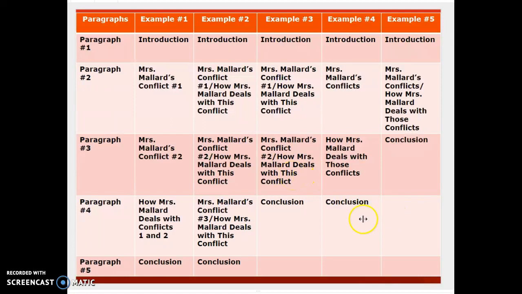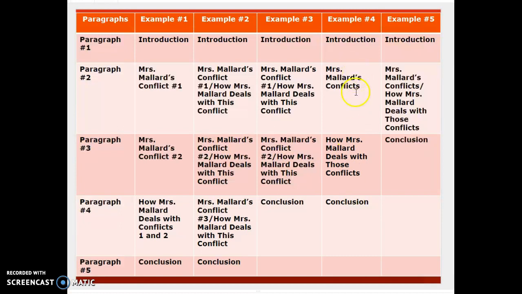However, I do caution you, if you choose to go with example 3 or example 4 or 5, you want to be sure that your ideas are fully developed, because since it's a shorter essay, there is a tendency in many cases to not go as deeply in analysis as you might if you're writing a more lengthy essay.